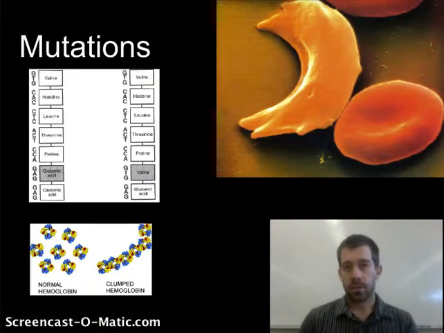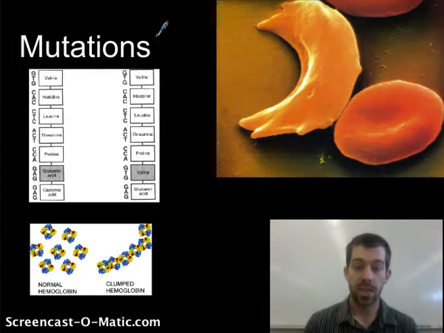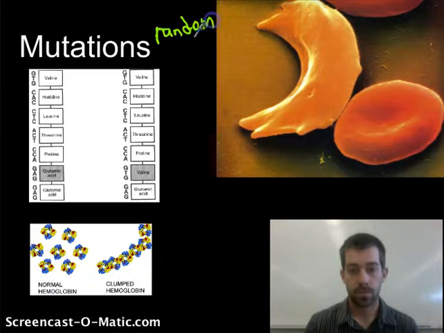So you might wonder, if the environment doesn't create those different phenotypes, where do those phenotypes come from? Well, those phenotypes come from mutations. And a mutation is any random change in the genotype.